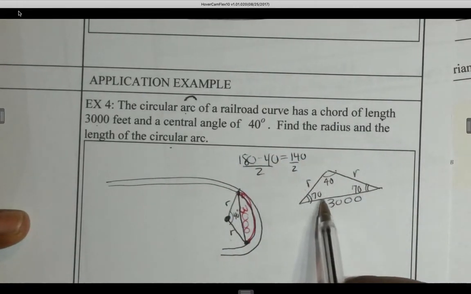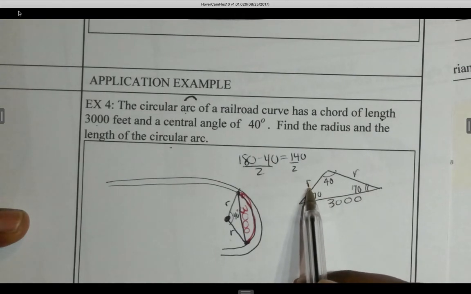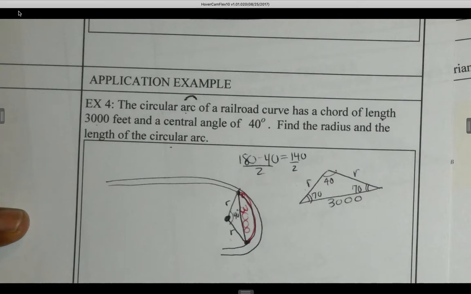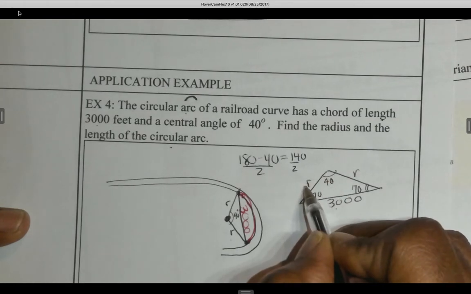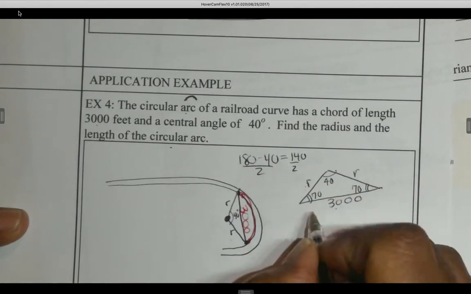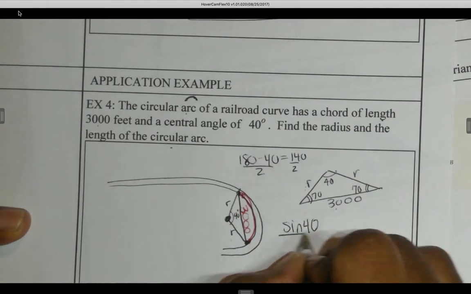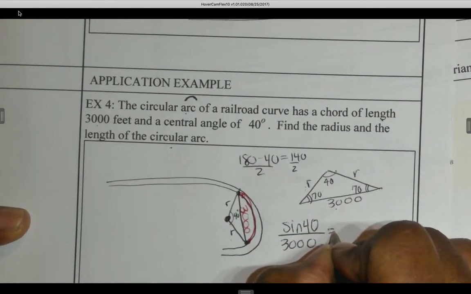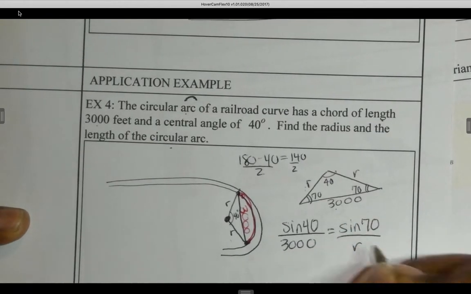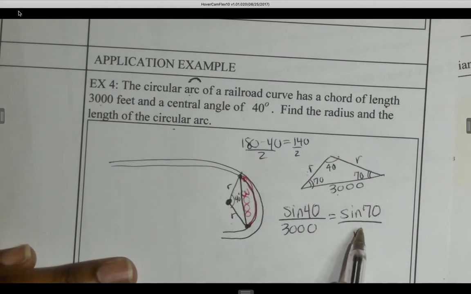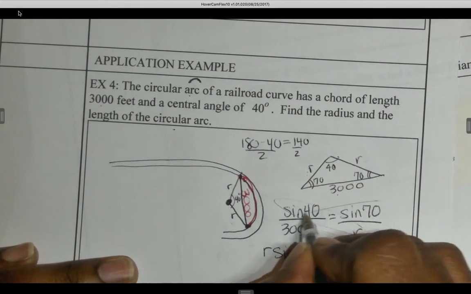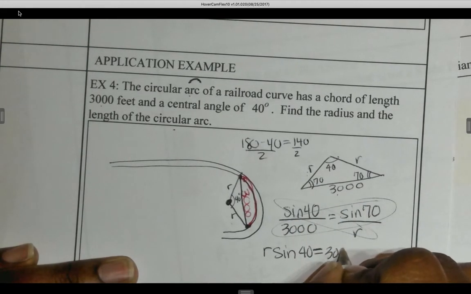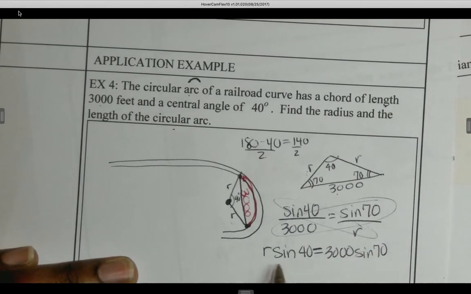All right, so I have all my angle measurements, and now I'm asked to find the side length, the radius, which I can just use law of sines. I know one side, I know the angle opposite of that side, right? And I'm asked to find another side with me knowing the angle opposite. So I'm going to say sine of 40 degrees over 3,000 over its opposite side equals sine of 70 over its opposite side, which is the radius, which we don't know. So we can cross multiply. R times sine 40 equals 3,000 times sine 70. We'll divide both sides by sine 40 so that I can get R by itself.